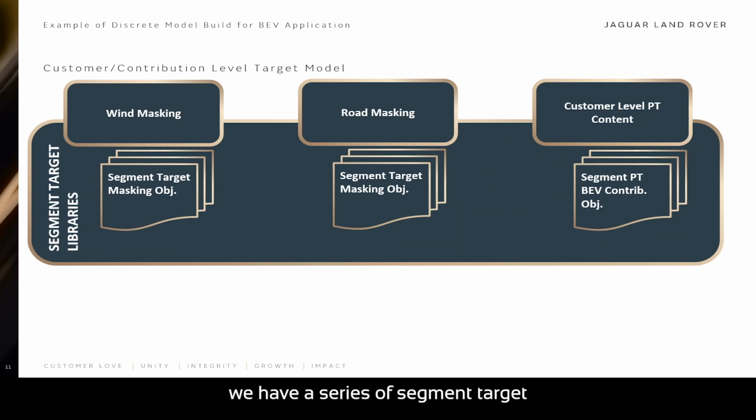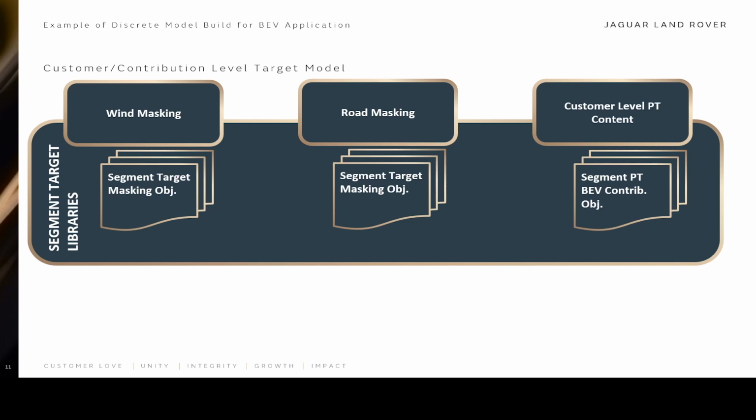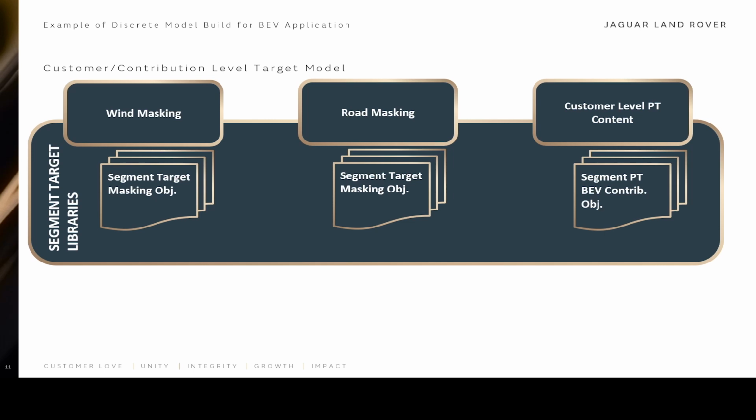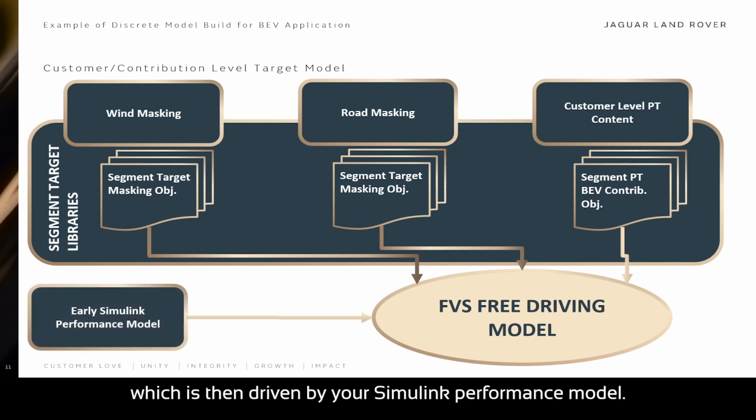we have a series of segment target objects which are created and managed through an annual process. So if you have a D segment vehicle, or a vehicle which is assumed to have, say, D segment wind masking and road masking, it may have an E segment powertrain content which is carried over in terms of its entitlement from a previous program. The idea is that you would take the content for each of these areas and then build a free driving model for the target vehicle, which is then driven by your Simulink performance model.